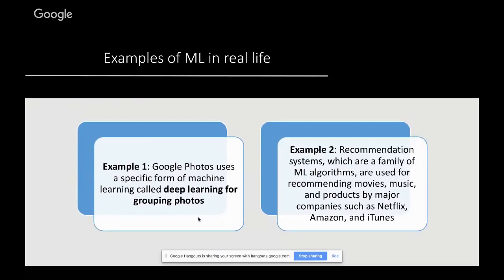Some of the examples of machine learning in real life: machine learning has become almost a part of our day-to-day life. We almost coexist with them. One of the examples is whenever you take a photo, assuming that you use Android or probably iOS, all your photos are grouped together.